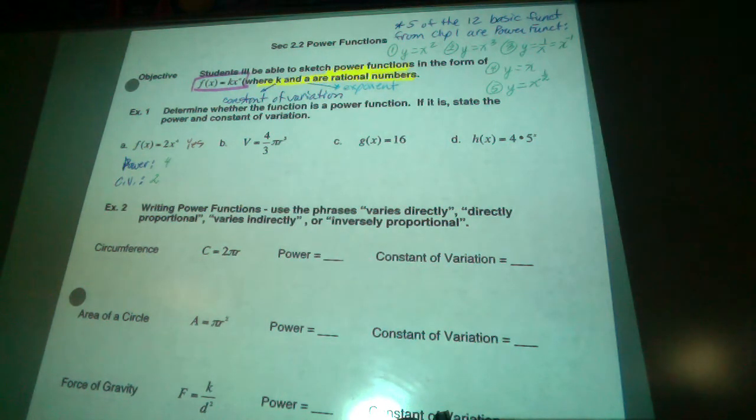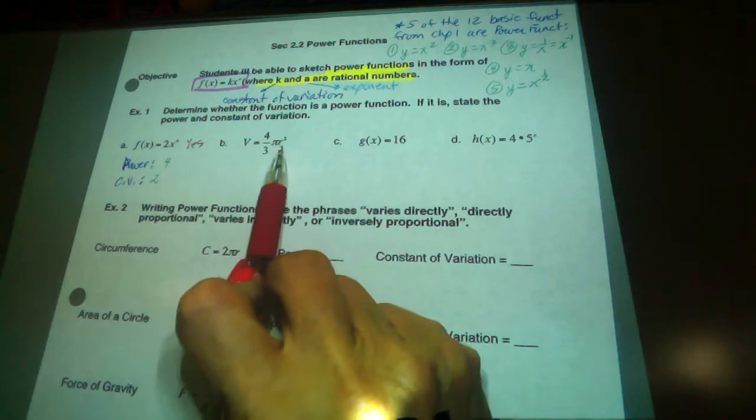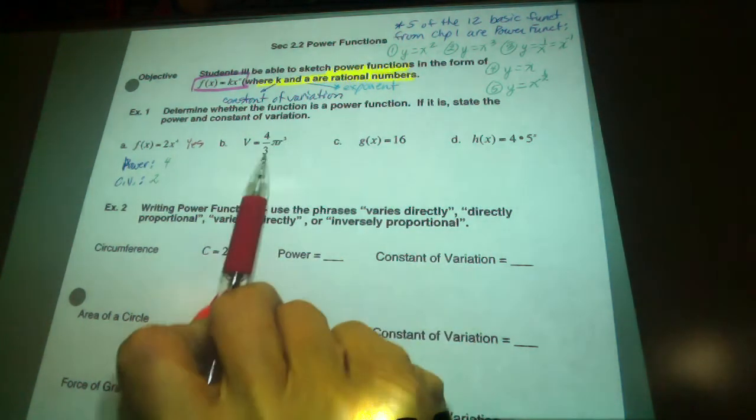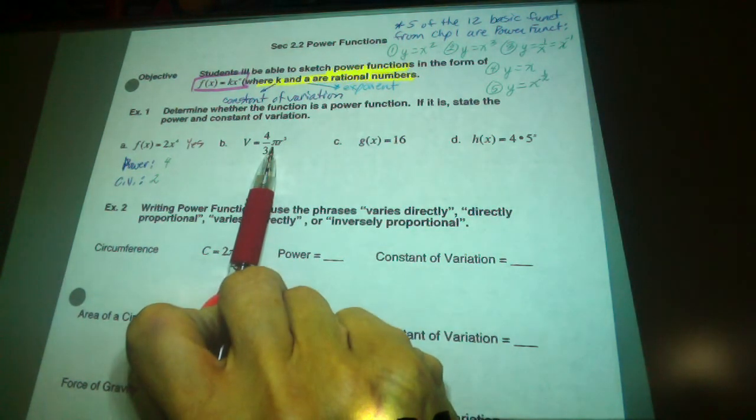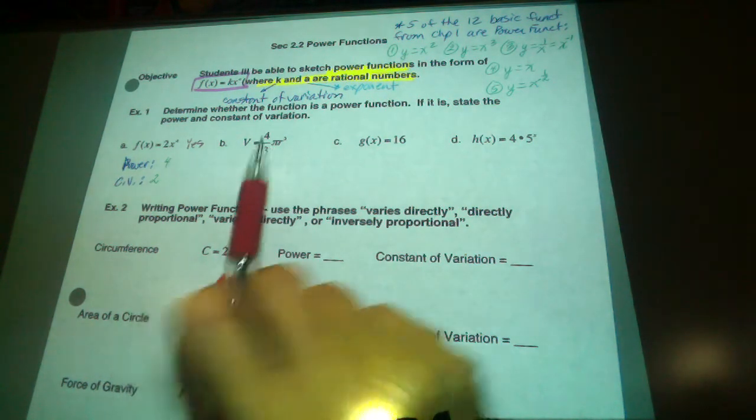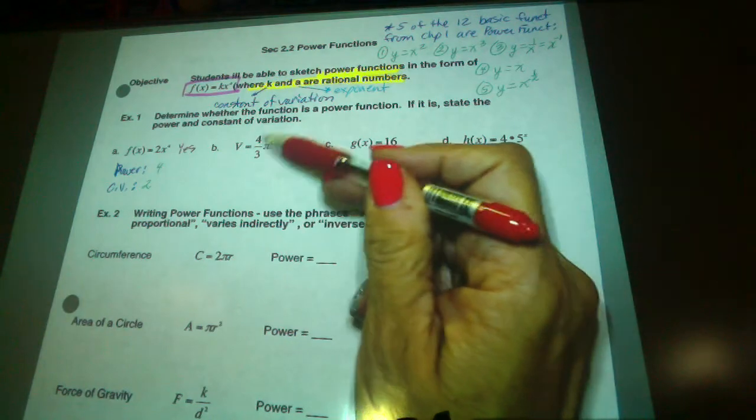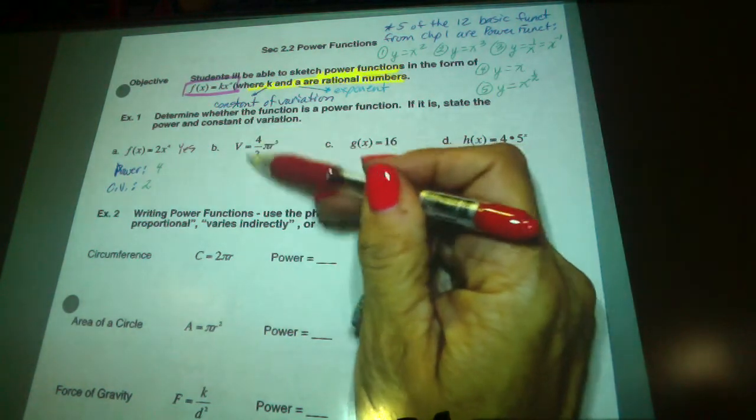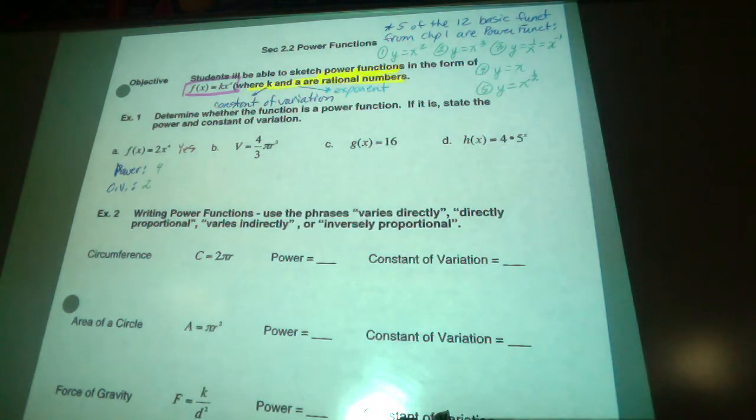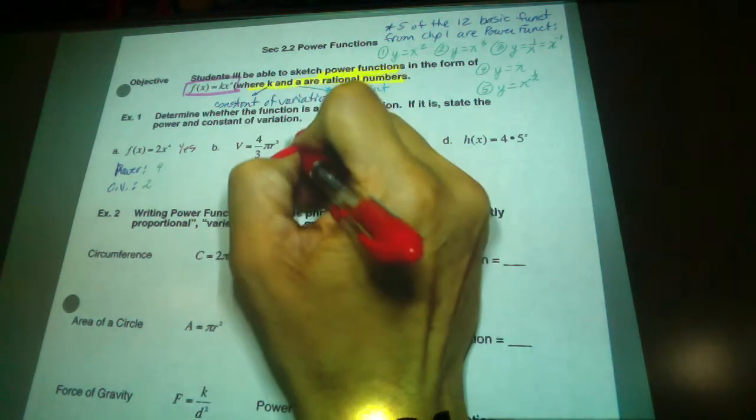What about v? V equals 4/3 pi r cubed. I have a variable raised to an exponent. Is pi a variable? Or is it a number? It's an actual number, isn't it? So does this 4/3 pi really count as a number? So this actually is a power function.